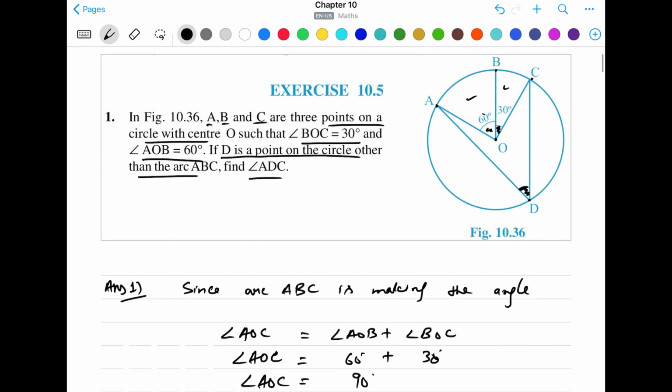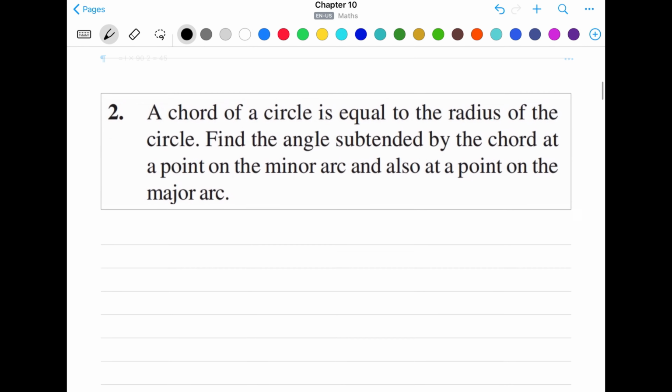Okay, simply we have to add these two angles, so this will be the angle at the center by the arc AC, which turns out to be 90 degrees. So the angle made by the same arc on the remaining part will be its half, which turns out to be 45 degrees. Okay, so that's the answer of question number 1. Now moving to the next one.